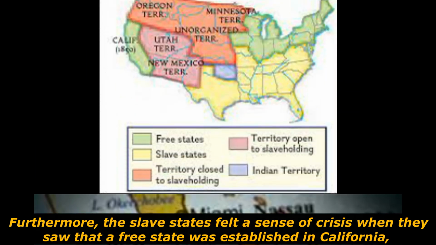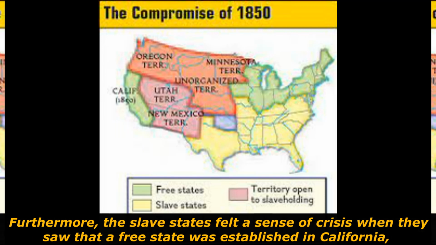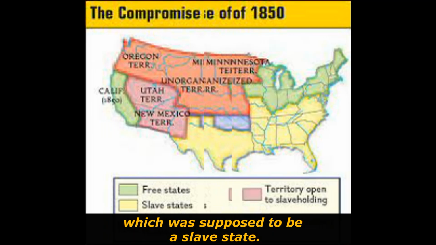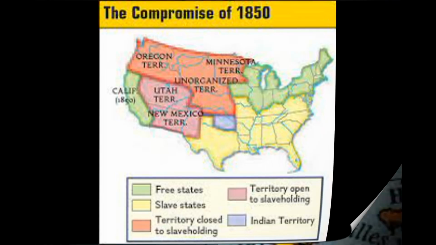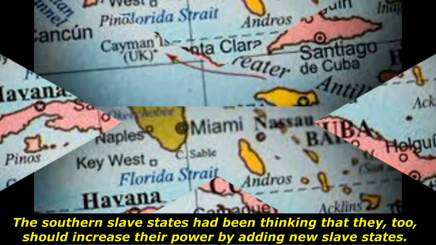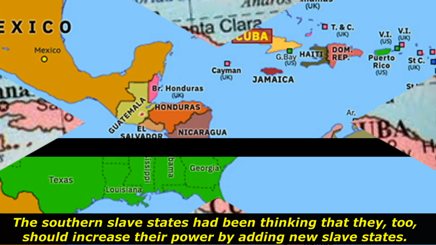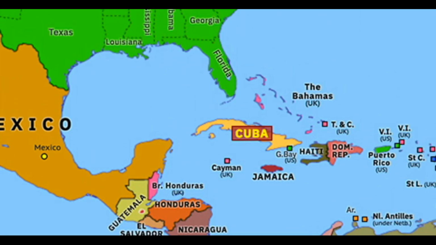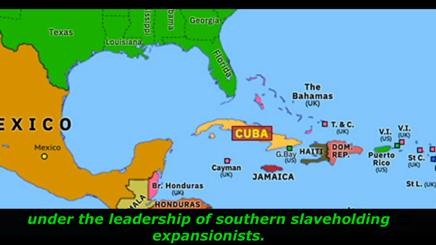Furthermore, the slave states felt a sense of crisis when they saw that a free state was established in California, which was supposed to be a slave state. The southern slave states had been thinking that they, too, should increase their power by adding new slave states. Thus began an attempt by the United States to annex Cuba under the leadership of southern slaveholding expansionists.